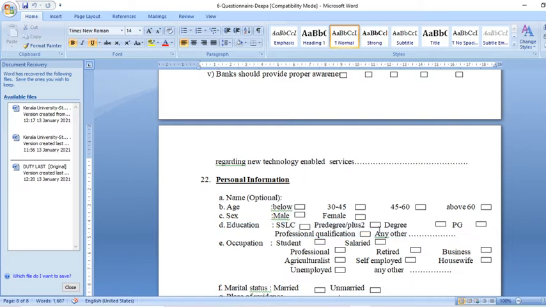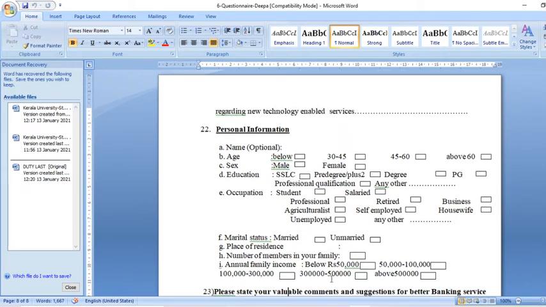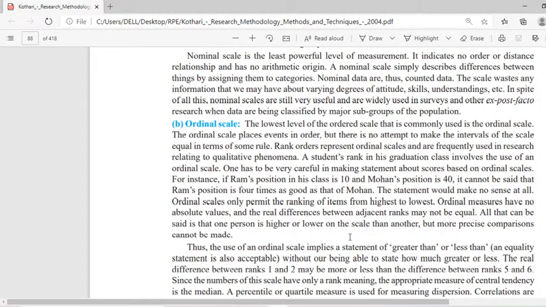We can assign 1, 2, 3, 4, etc. numbers for this. Occupation, we can order. Marital status, that we cannot order, that will be nominal scale. This annual income will be an ordinal scale. We can take any one of these and code the number as 1, 2, 3, 4, 5, etc. So those are called ordinal scales. The ordinal scale places events in order, but there is no attempt to make the intervals on the scale equal in terms of some rule. Rank orders represent ordinal scales and are frequently used in research relating to qualitative phenomena.